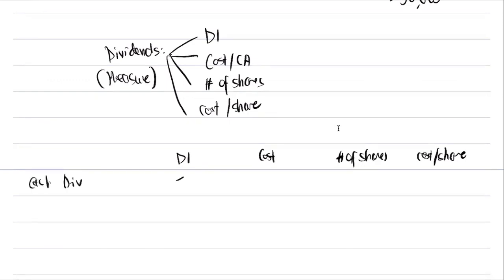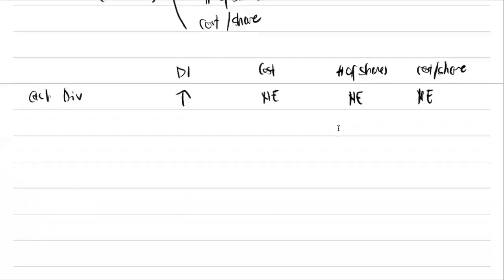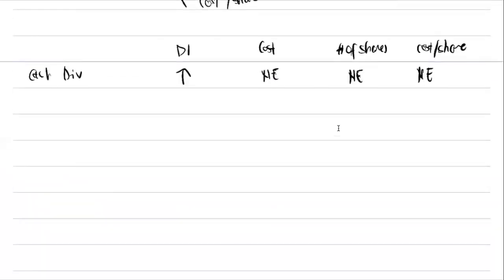We start first with your cash dividend. We said your cash dividend increases dividend income, but it does not affect your cost of the investment. It does not affect the number of shares, and it does not affect the cost per share. Next, we have your property dividend. Under your property dividend, it will increase the dividend income, no effect on the cost of the investment. Now, as to the number of shares, no effect. Cost per share, no effect. So property and cash has the same effect.